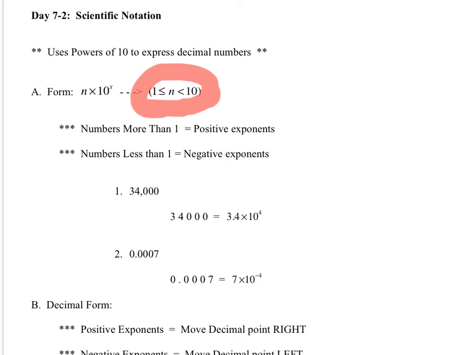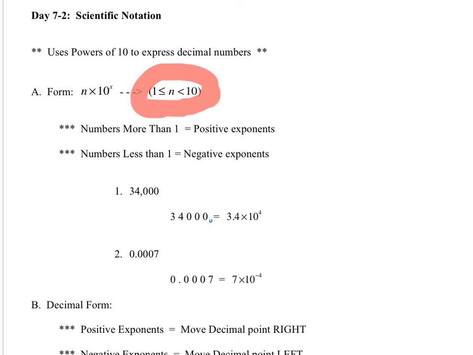Okay, with that being said, let's take a look at what else it has to say here. Numbers more than 1 will equal a positive exponent. Numbers less than 1 will equal a negative exponent. For example, 34,000 is a number more than 1, so it's going to have a positive exponent. To write it in scientific notation, we move the decimal point so it fits the criteria. First, you have to figure out where the decimal point is in the number if it's not given. And it's at the end.